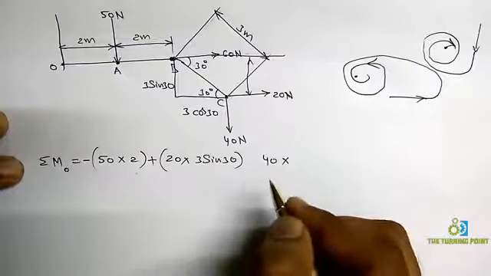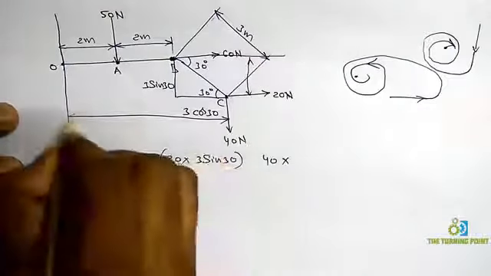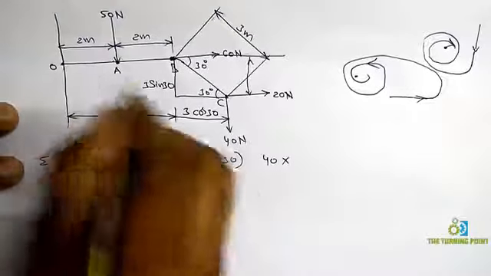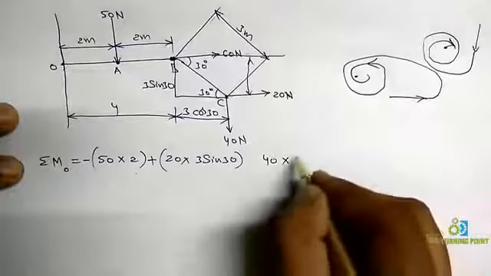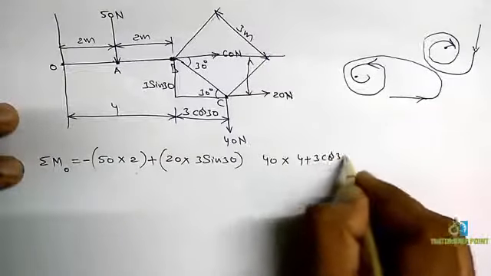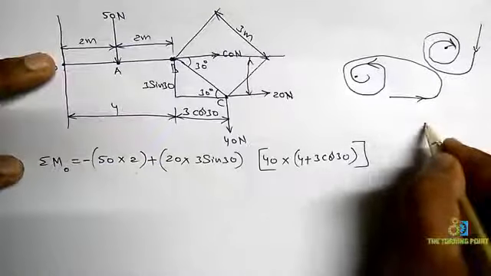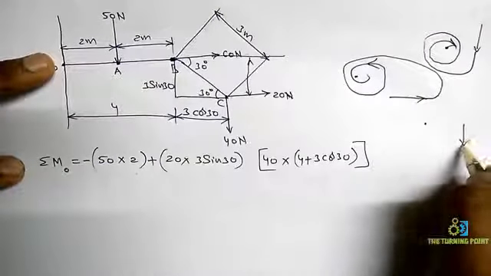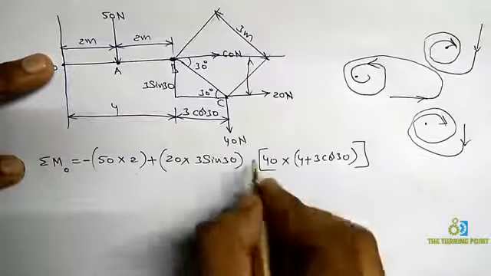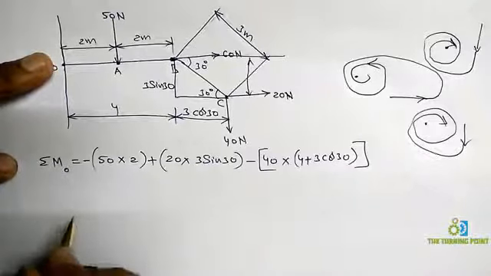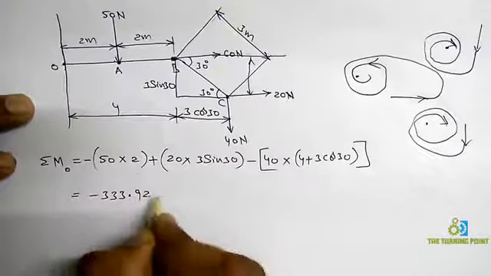Next, the 40 newton force. 40 into the perpendicular distance. Draw a line passing through the moment center parallel to the considered force. Then this is the perpendicular distance, right? It is nothing but 2 plus 2, that is 4, plus 3 cos theta. So that is 4 plus 3 cos theta. To find whether it is clockwise or anti-clockwise, the moment center is here and the application of force is here. In the direction of force, encircle the moment center. It is happening in the clockwise sense, so clockwise means negative. If you simplify this, you will get the value for the moment about O, which is around minus 333.92 newton meter.